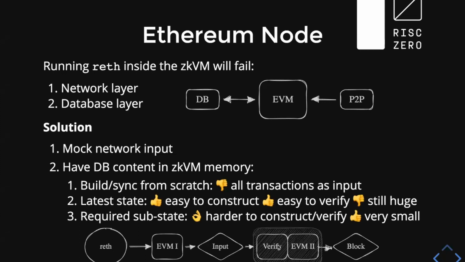On the zkVM, you have to add a verification step, which we're going to talk about next, because you must not trust the state input. And then you essentially run the EVM twice. They'll have exactly the same output. And then you have the block in the end, and then you have your proof of block creation.